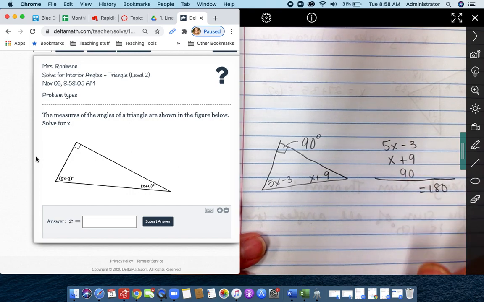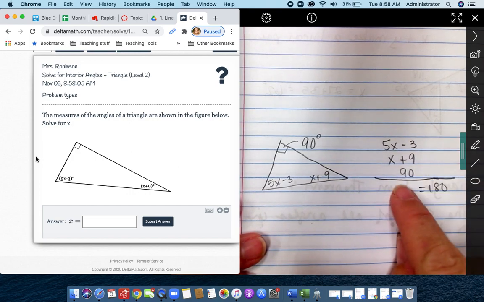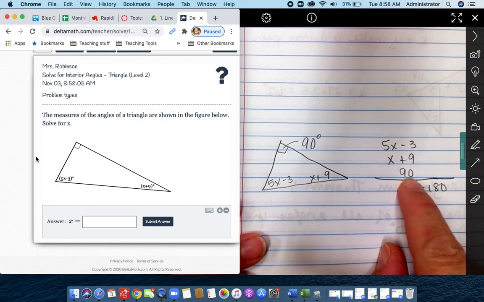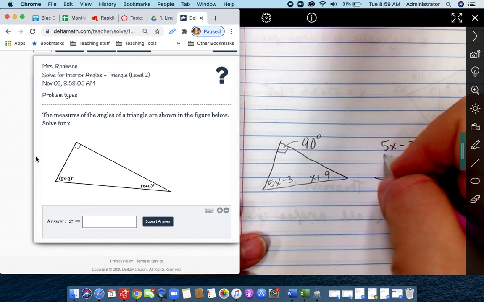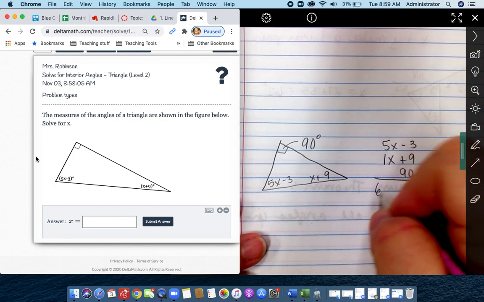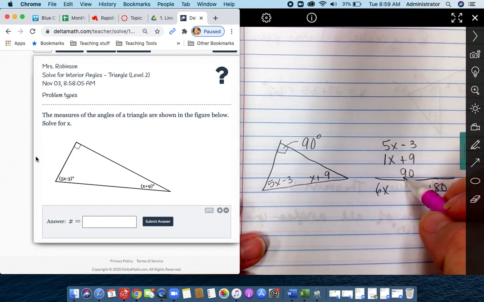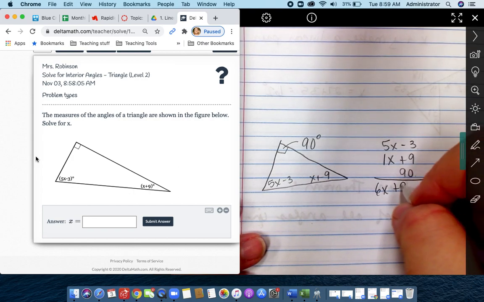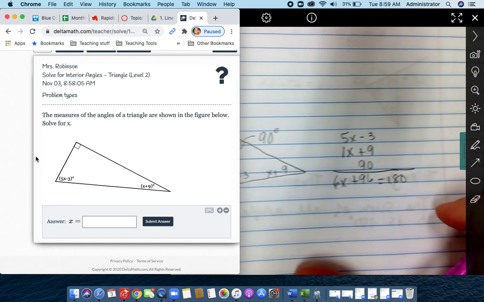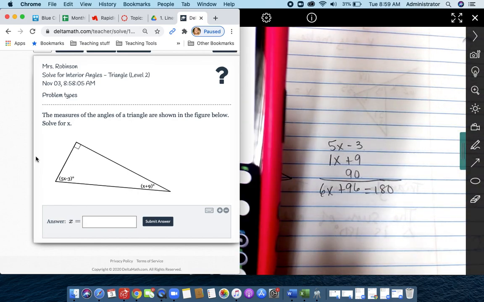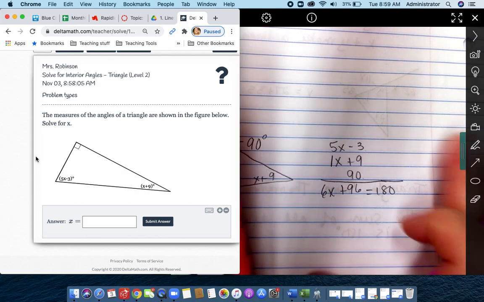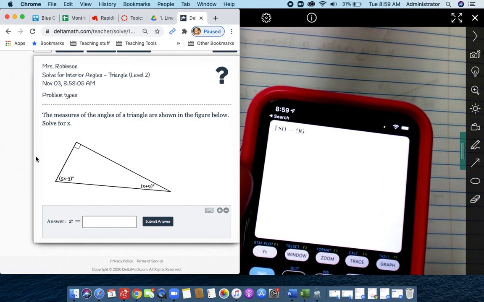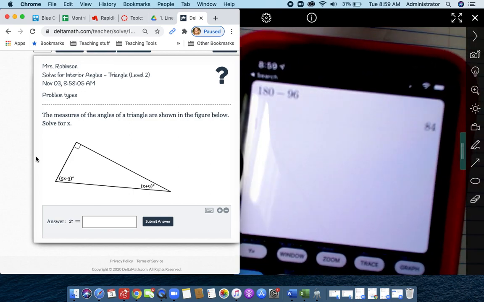So you can write it out like I did in number 3, or you can kind of stack them. So all I did was stack like terms. I stacked my x terms together and my integers together. So here, if I combine this, there's an understood 1, so that would make 6x, and this would be 90 plus 9 is 99, minus 3 is 96. You can use your calculator if you want, but now it's just a two-step equation, and our job is to just solve for x. So I'm going to do 180 subtract 96, and that gives me 84.